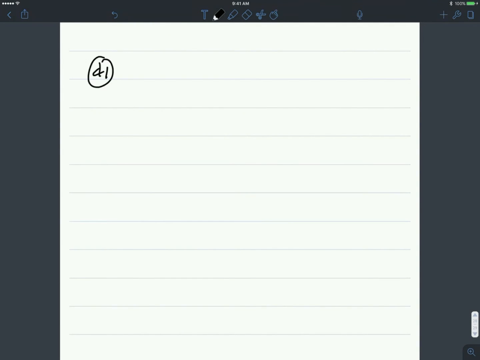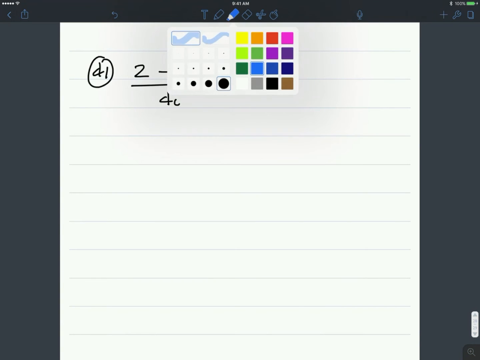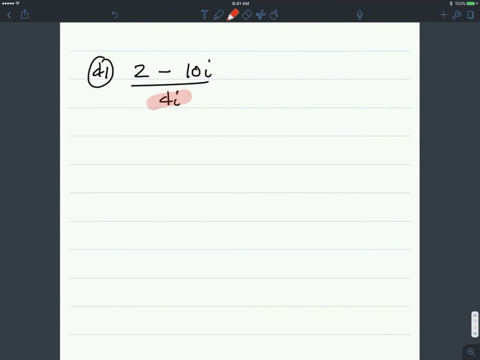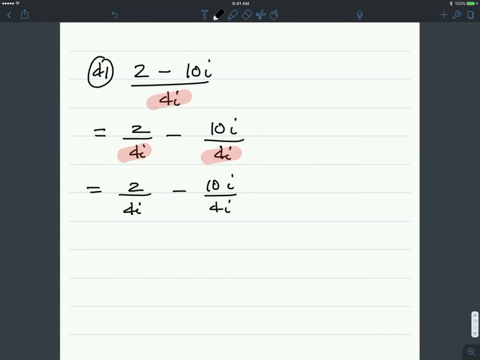Number 41. We have 2 minus 10i divided by 4i. Notice in this problem here, we're dividing by a complex number. So make sure that complex number 4i divides the difference, divides both terms. Your 4i is going into both terms here. So let's simplify here. We have 2 over 4i minus 10i over 4i.